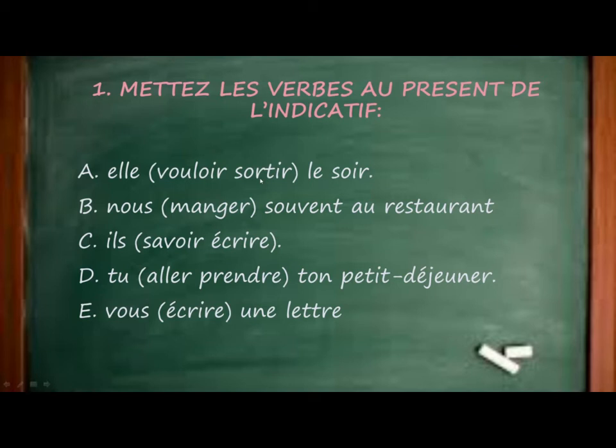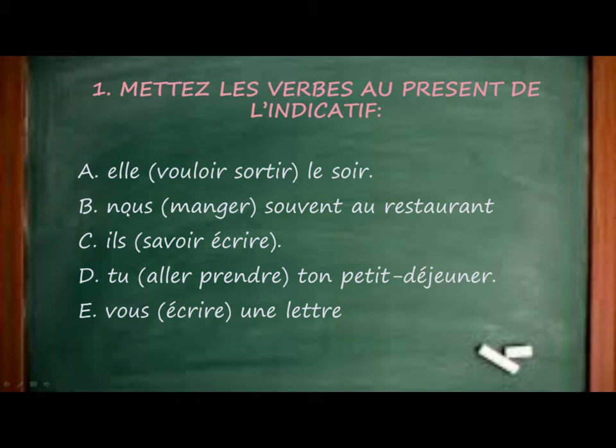So do not forget, when you got two verbs, the second verb won't be conjugated. You don't conjugate the second verb. It remains in the infinitive form itself. So we'll be conjugating the verb vouloir in present tense for the subject elle. So it's elle veut. Okay, elle veut sortir le soir. Elle veut, V-E-U-T. Elle veut sortir le soir. Okay, she wants to go out the evening.